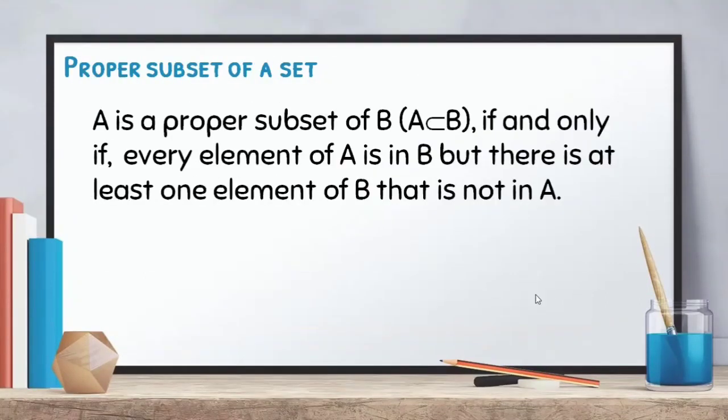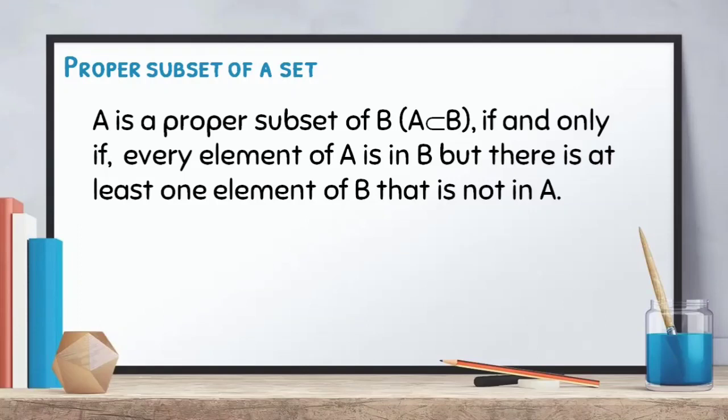Okay, so let's proceed with the proper subset of a set. Earlier we discussed the subset of a set. Now we have another, which is the proper subset of a set. So A is a proper subset of B. This is the symbol for proper subset. A is a proper subset of B if and only if every element of A is in B, but there is at least one element of B that is not in A. All right?